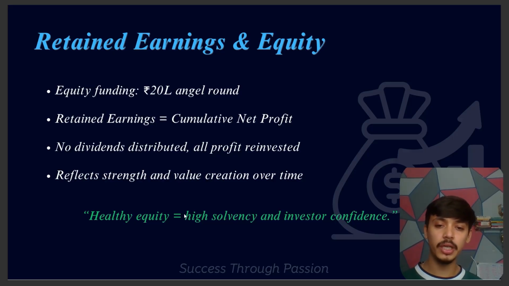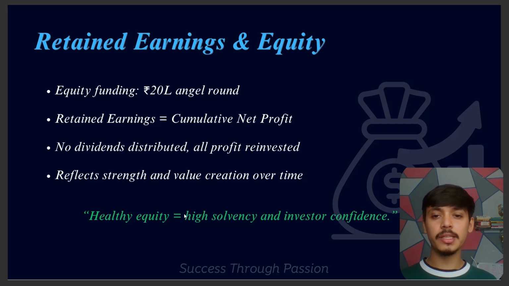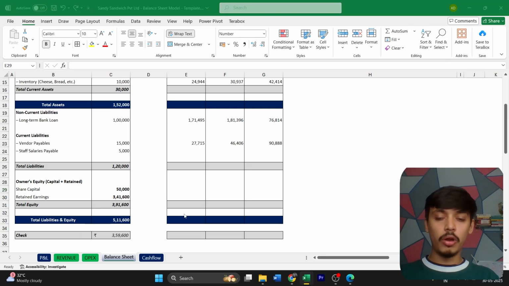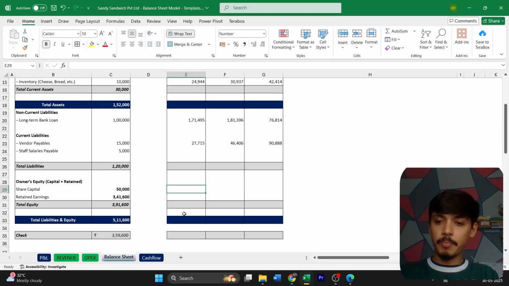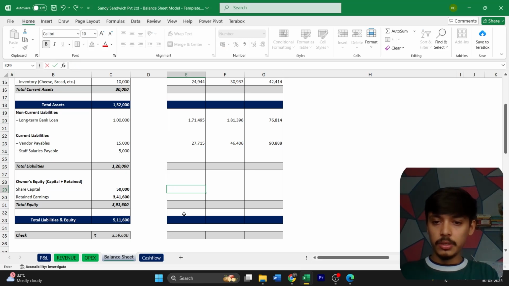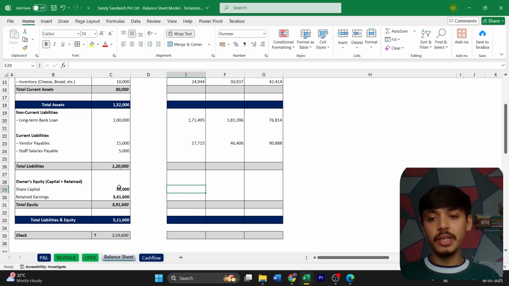So when you have good equity with you, there are more options available to get more investment from investors and to scale your business further. And your business is termed to be solvent, that is, it has enough money to sustain in the market. So, modeling out equity, we will first add our equity funding of 20 lakh. We already have 50,000 of share capital. Now we are adding 20 lakh to it.